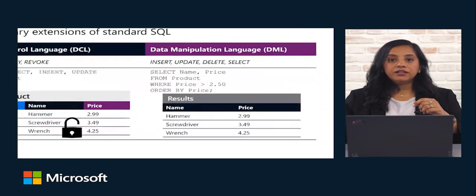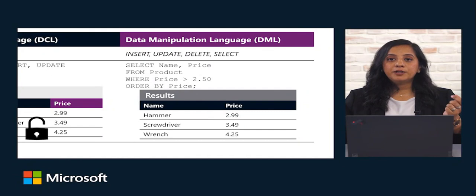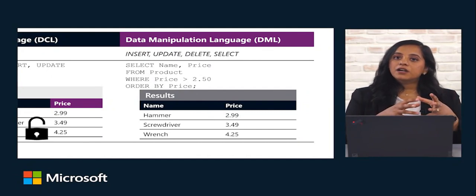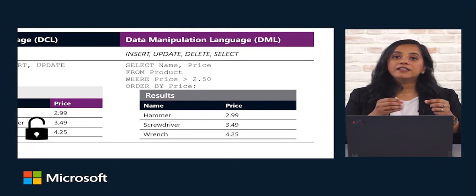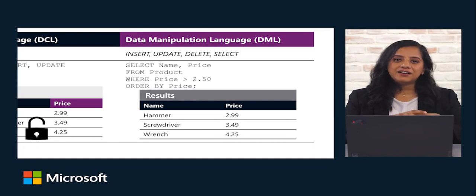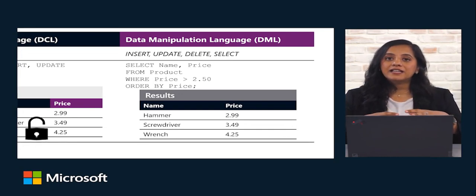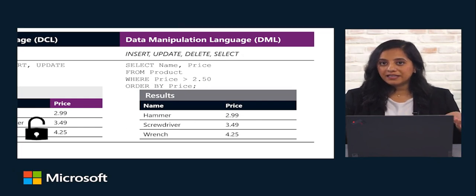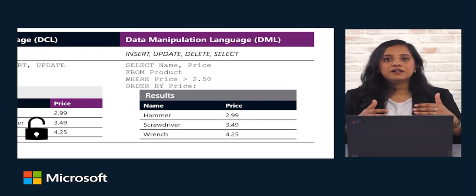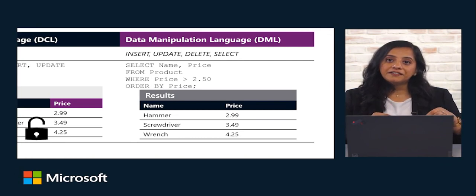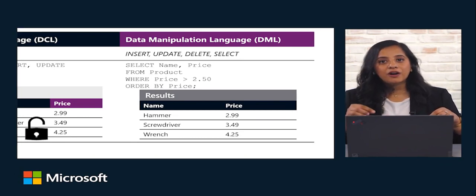Then we have the DML, data manipulation language. Again, focus on the word manipulation, intending manipulation of data. This is the most commonly used type of SQL and is generally used to insert, update, delete, or select data in the tables. The example on the slide assumes that some data has previously been inserted into the product table and shows the results returned by a select query that will retrieve the name and price of all products with a price greater than 2.50 sorted in the order of price.